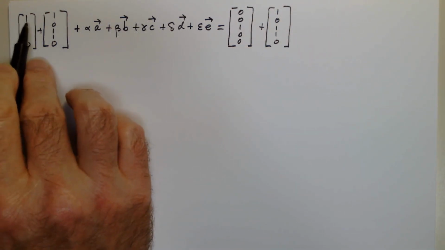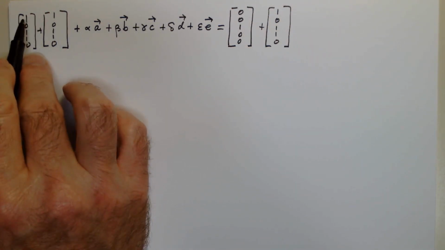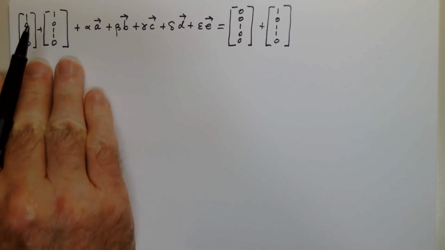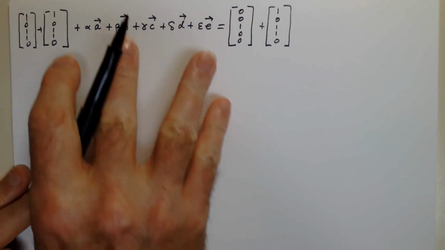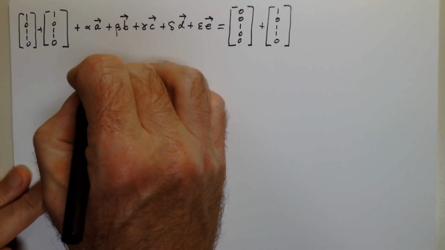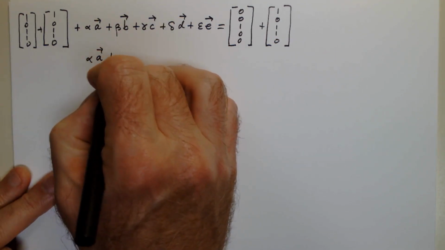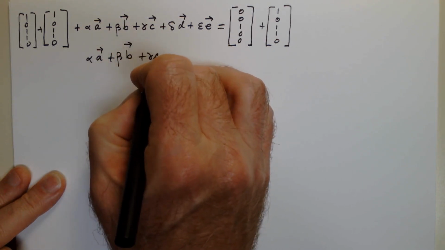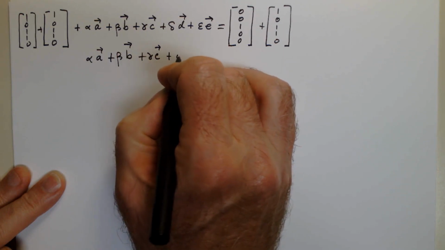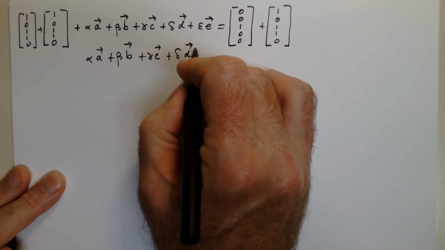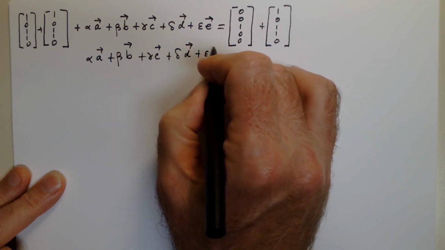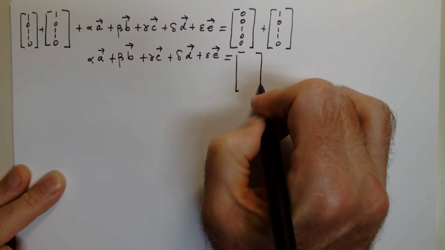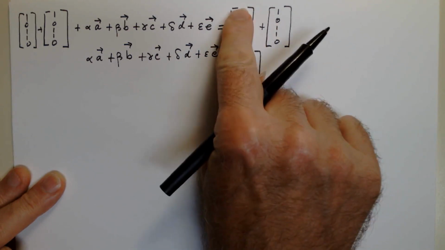Okay, now these two vectors will add together to give me 0, because everywhere the 1's meet is a 0 and everywhere the 0's meet is a 0 in Z2 addition. And so this system will boil down to alpha A, beta B, gamma C, delta D, epsilon E is equal to the column vector I get by adding these together.